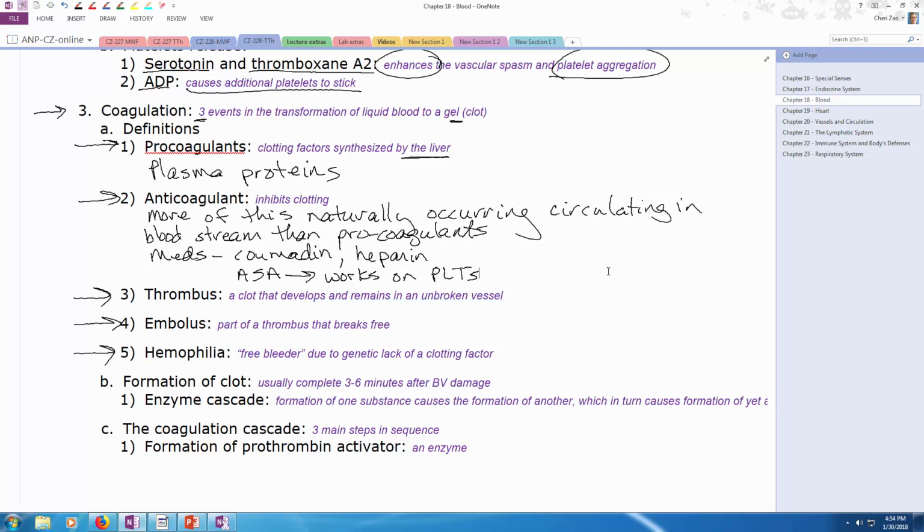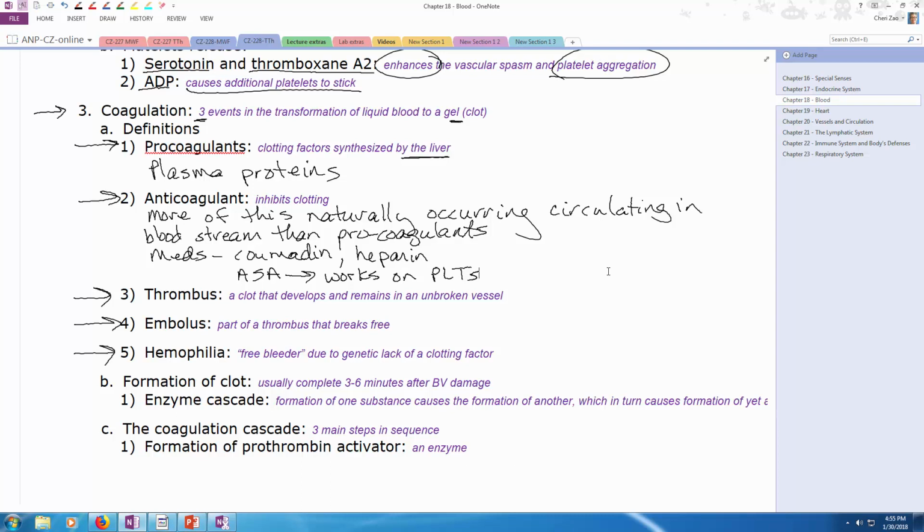An embolus. An embolus is floating around in your bloodstream and it originated from a thrombus. So an embolus is a portion of a thrombus that broke off and now is floating in your bloodstream.